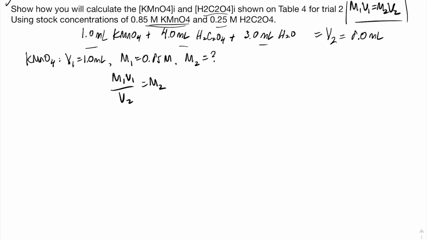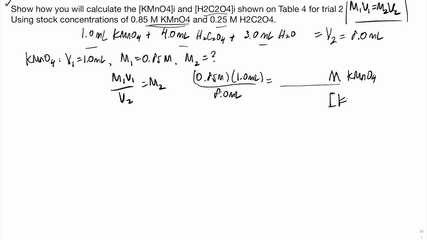Okay, and we plug and chug these values in. So we have 0.85 molar, 1.0 milliliter, V2 is 8 milliliters. Okay, and this is going to be, punch it in on your calculator, in units of molarity, potassium permanganate. And we use brackets to indicate concentration in moles per liter. And we say that it's the initial concentration because that's hypothetically what the initial concentration is right before anything starts reacting.